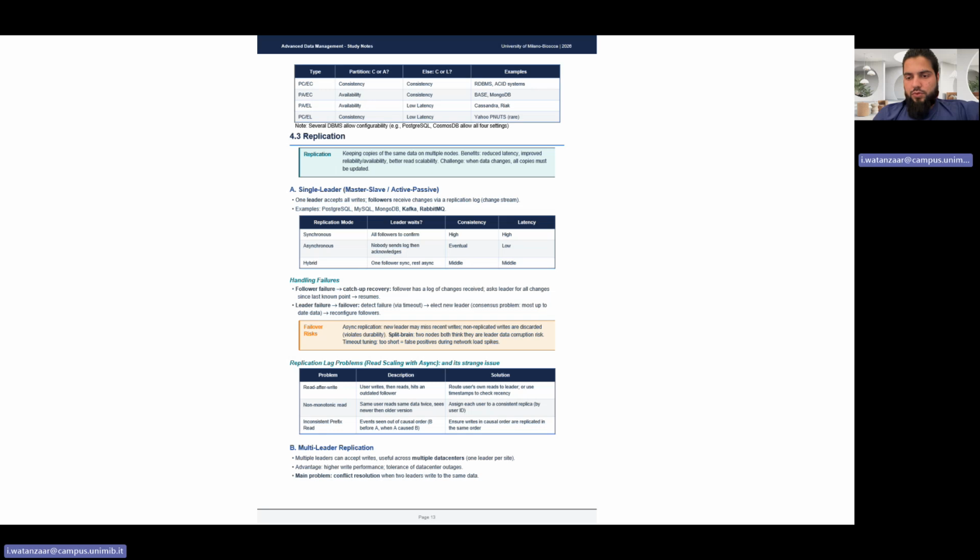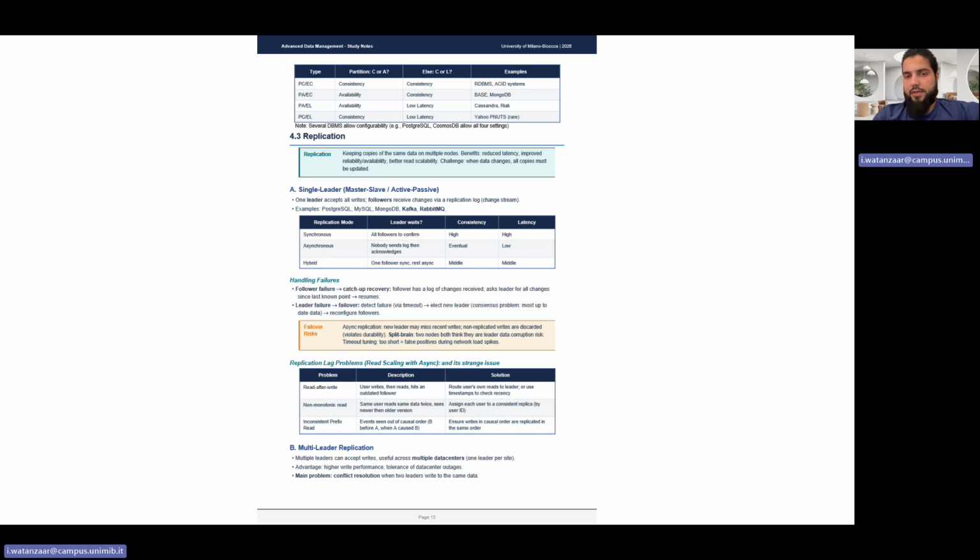So based on these two theorems, we are developing four different trade-offs. In this trade-off, we have a type, then a partitioning between consistency or availability. If there is a partitioning, we see a consistency or availability choice. In the else condition, we see a consistency or latency choice. I mean, there is no partitioning happening.